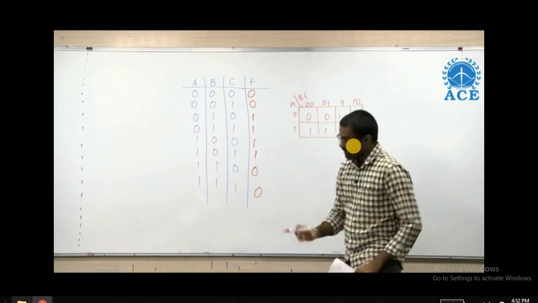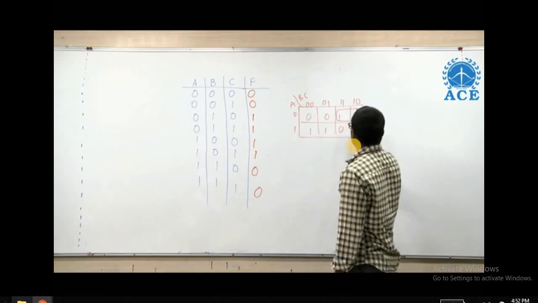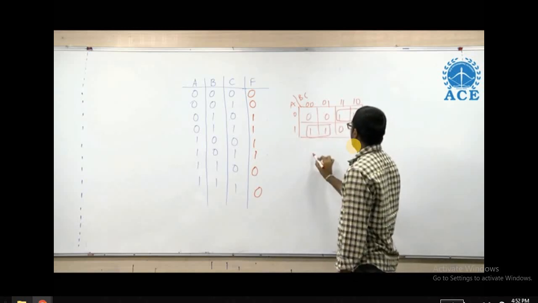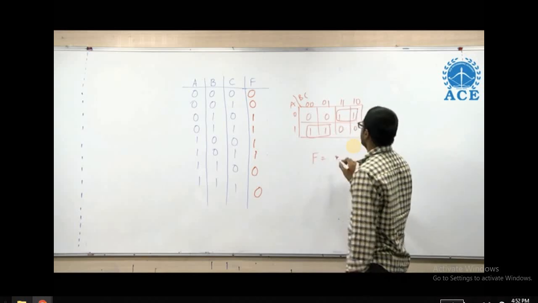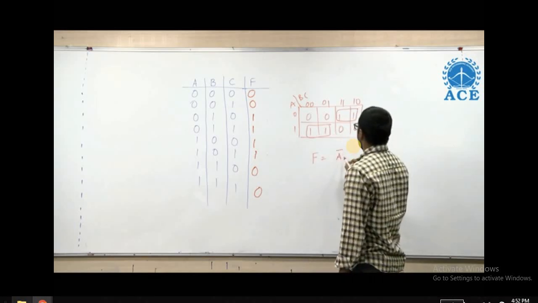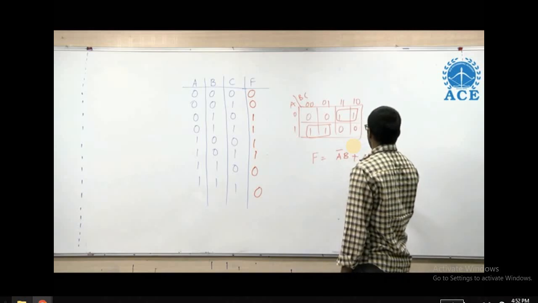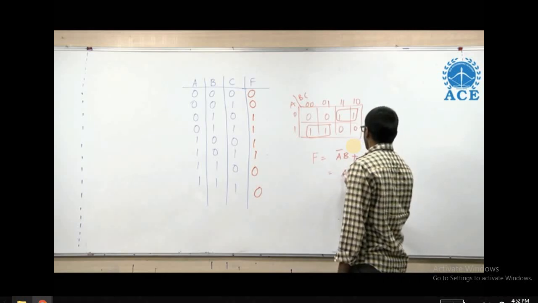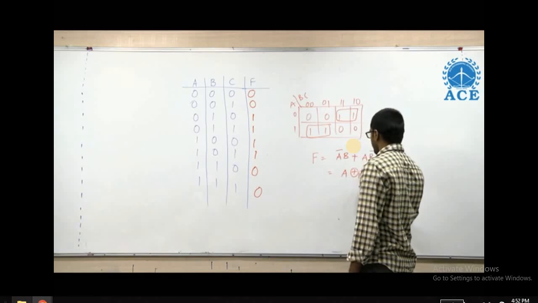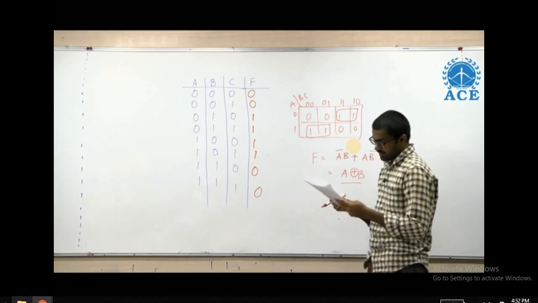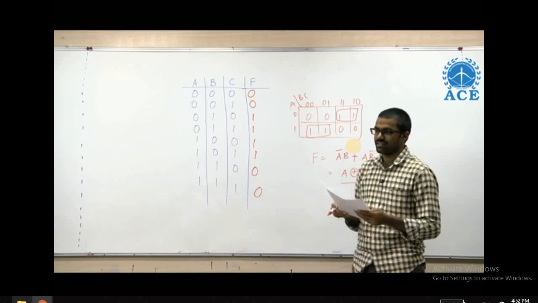Now, simplifying this using the k-map, we get f, it's nothing but a bar b plus a b bar, which is nothing but a XOR b. So it's option D.